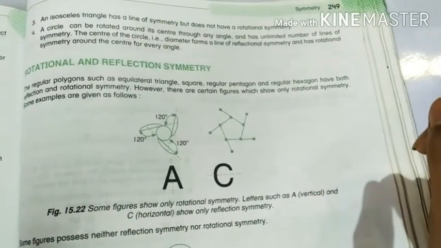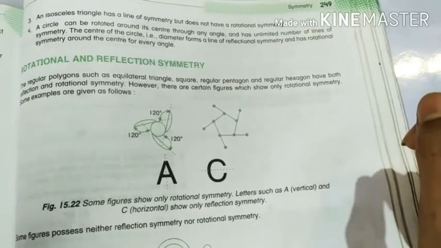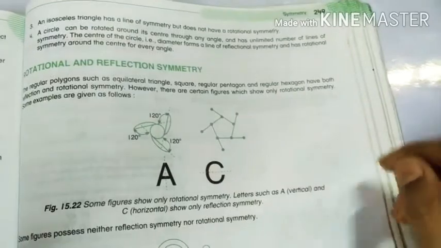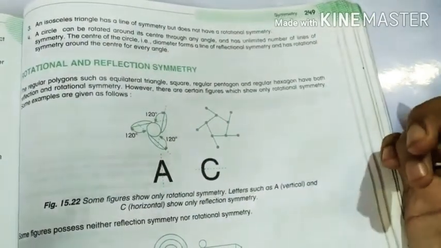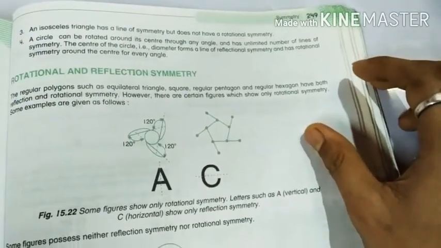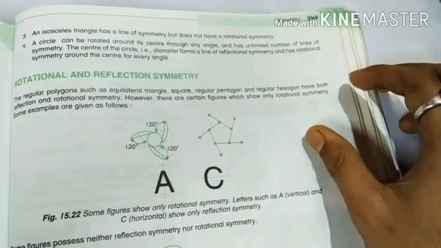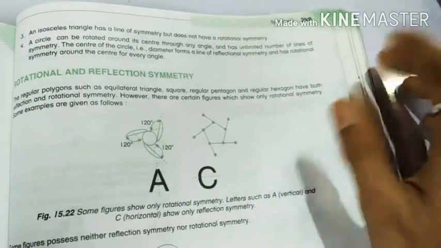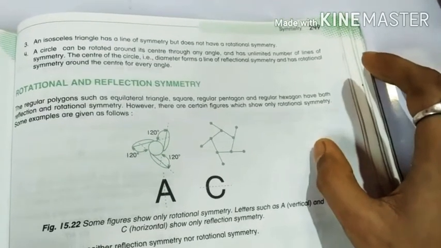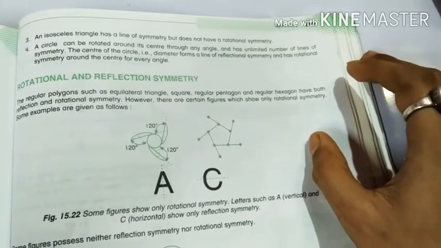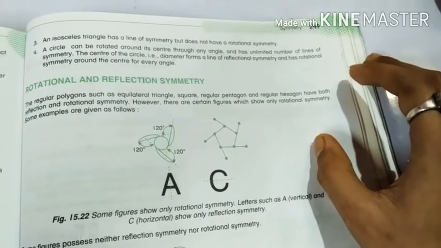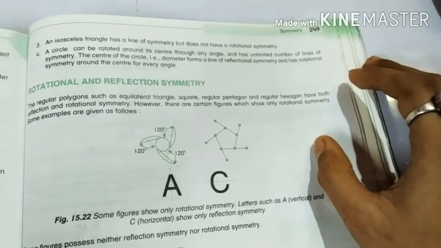A circle can be rotated through its center through any angle and has an unlimited number of lines of symmetry. That means if you rotate a circle even a little bit, it will look exactly as its original. The center of the circle, that is the diameter, forms a line of reflection symmetry and it has a rotational symmetry around the center of every angle.